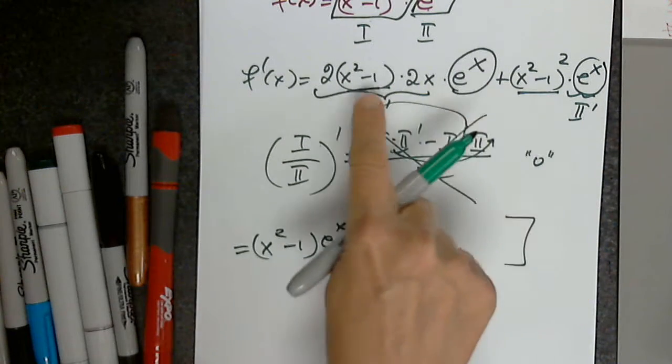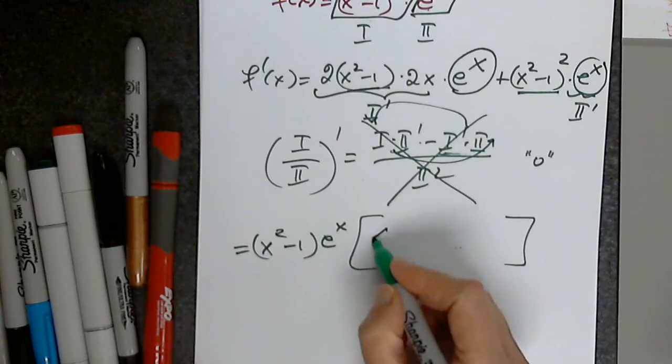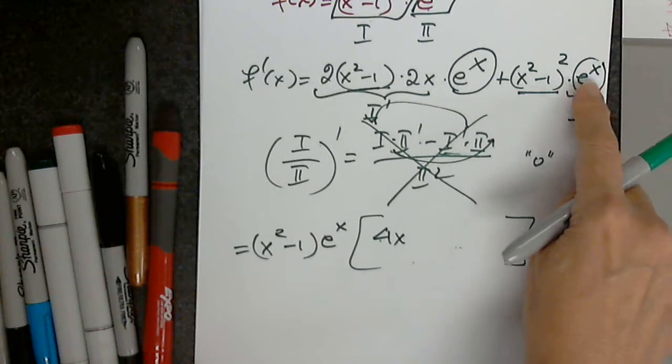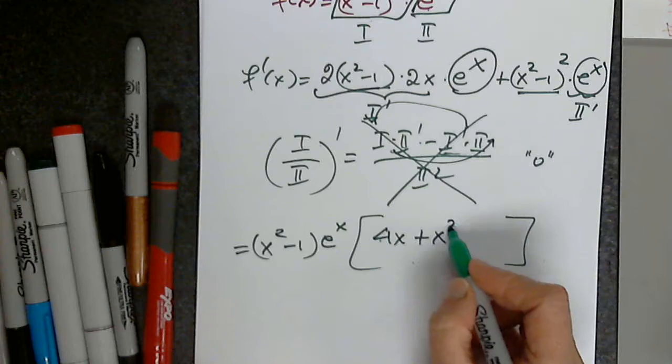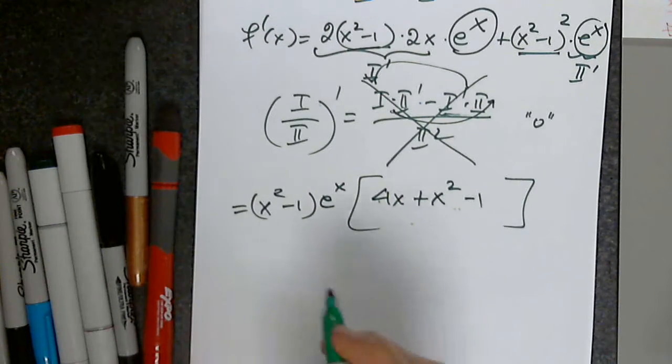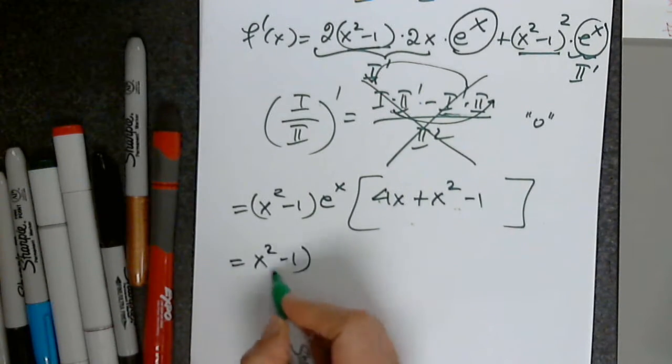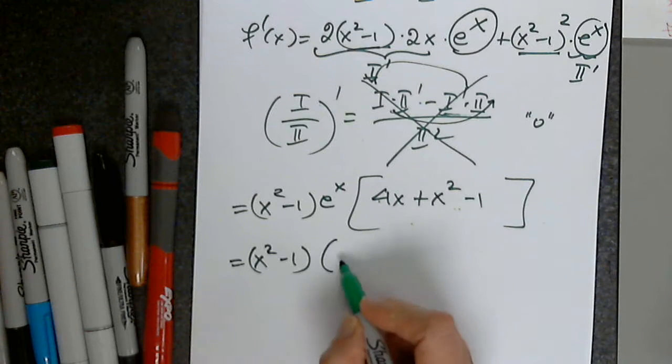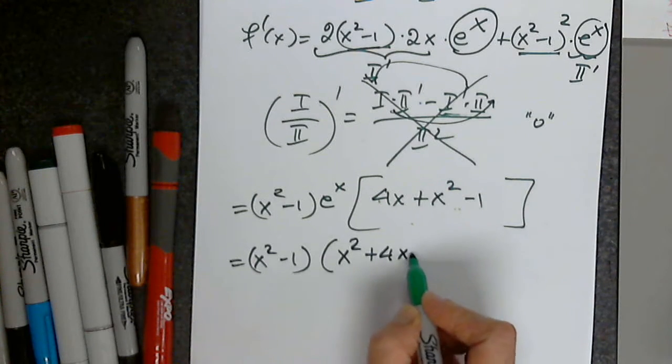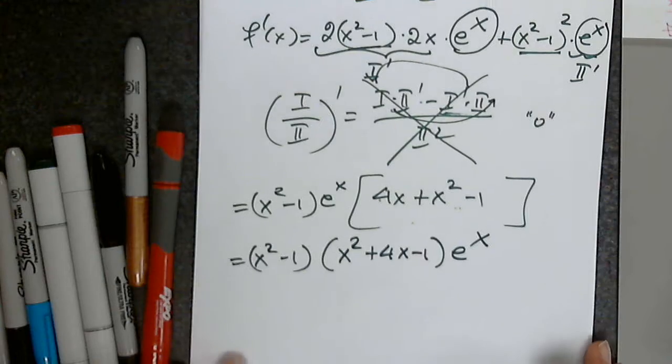E to the x is out, and one of these. So this is 4x. E to the x is out, and one of these, so plus x squared minus 1. This is extremely important. We do this a lot in pre-calculus. So (x squared plus 4x minus 1) times e to the x.